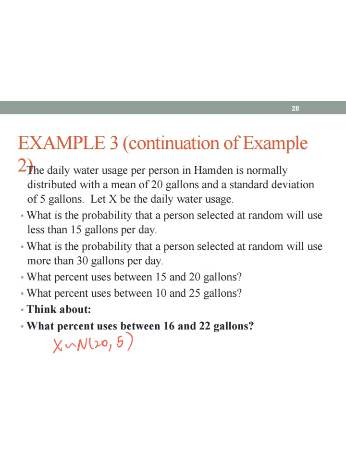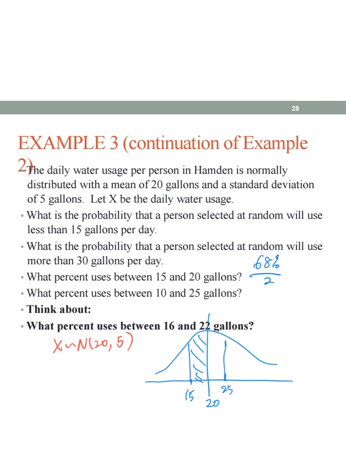The third part: the percentage between 15 to 20. Still start with a bell-shaped curve. 20 is here. 15 is here, right? So between 15 to 20 is half of this 68%. Between 15 to 25, we have 68%. Between 20 to 15 is half of this 68%. So that is 34%. For part C, it's pretty easy, pretty straightforward to get.